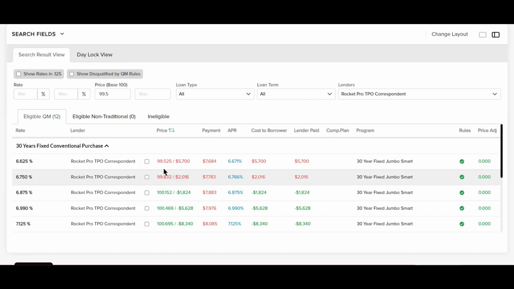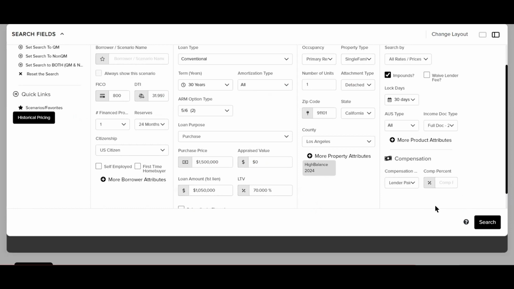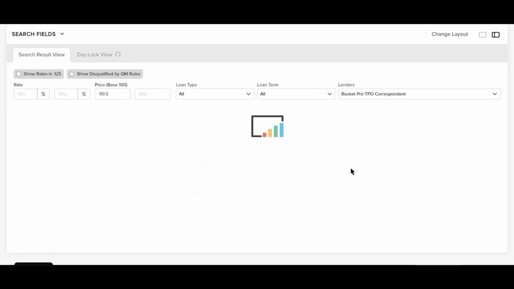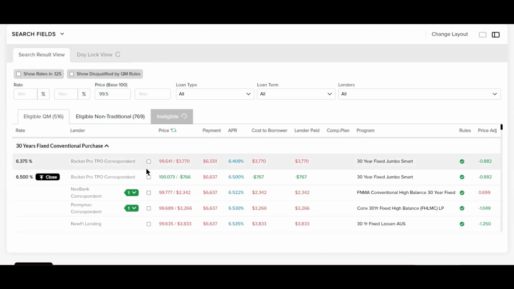99.832. Now, just to show you one more thing on this, if I change this to that 70% loan to value, okay, they're putting down more, and I go high balance. Now, when I search, it's going to start looking for a high balance for the most part. It will bring in some jumbo products as well. So let's go back to this scenario. So you're at a 70% loan to value, right?